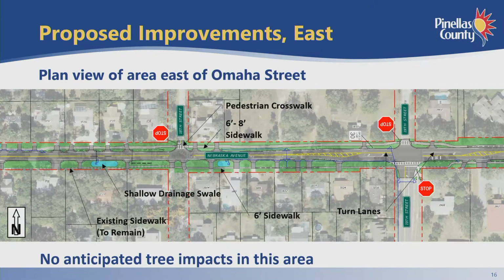Looking at the east section of the corridor, there are no anticipated tree impacts in this area at all. We're looking at just adding a 6 to 8 foot sidewalk on the north side, not the trail system. It meanders around all the trees and the landscaping to avoid those impacts, with improvements to the crossings. But in this area, there are not significant changes, mostly to the drainage.